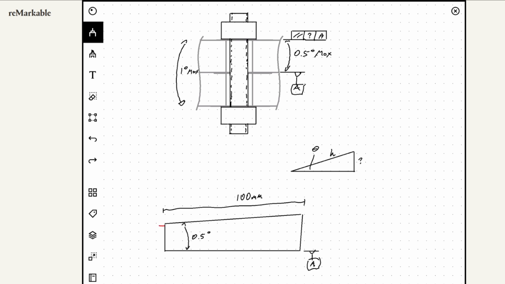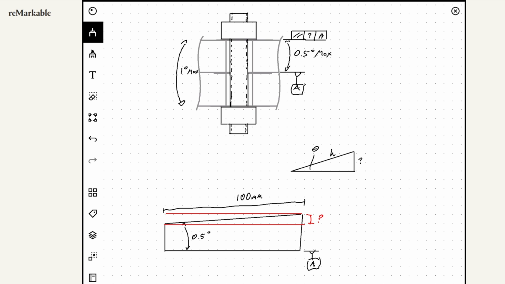We want to know what is the distance between two planes that are perfectly parallel to datum A. What is the distance between these two planes that will give us this 0.5 degrees? And this happens to be our question mark here.